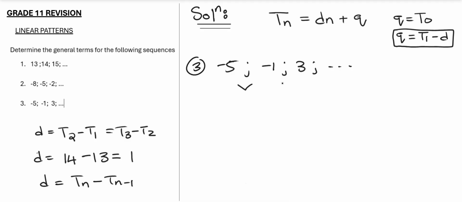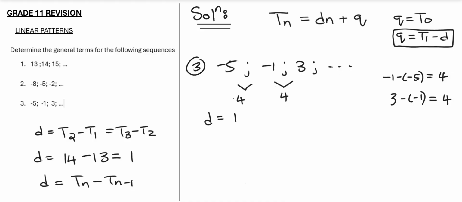So let us do our regular stuff, whereby we find our common difference. To find the common difference, it is T2 minus T1. So we have minus 1 minus minus 5, which is going to give us a positive 4 if you punch it into your calculator. Then we look at the other terms, where it is 3 minus minus 1, and that also gives us 4. So our common difference is 4. Therefore D is 4.